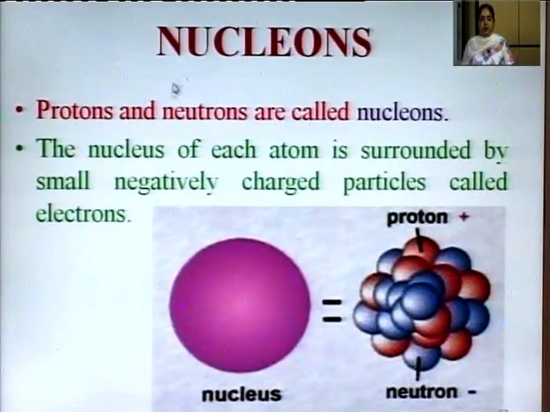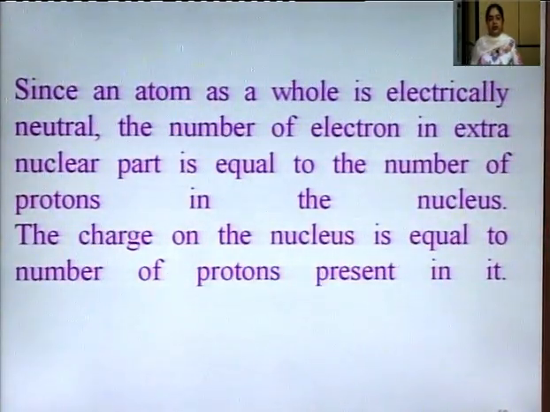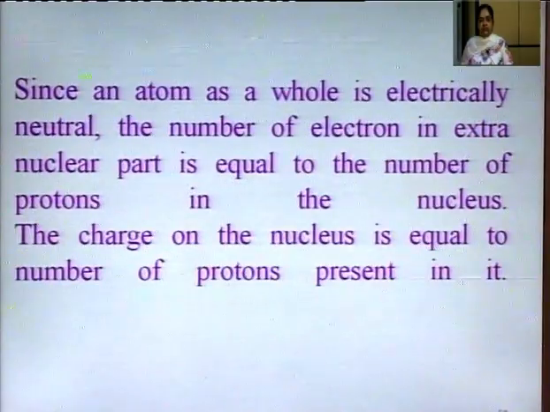Nucleons. Protons and neutrons are called nucleons. The nucleus of each atom is surrounded by small negatively charged particles called electrons. Since an atom as a whole is electrically neutral, the number of electrons in the extranuclear part is equal to the number of protons in the nucleus.